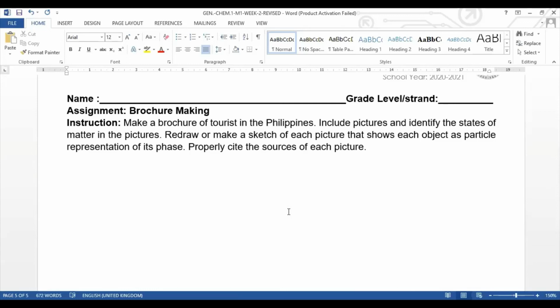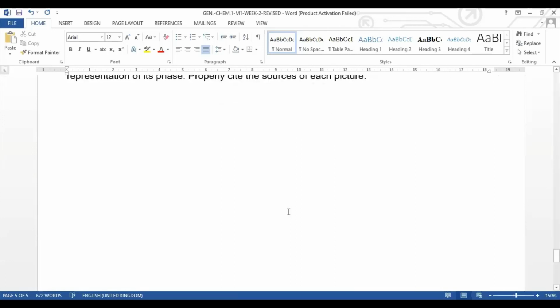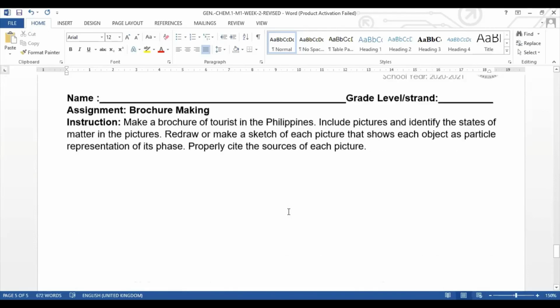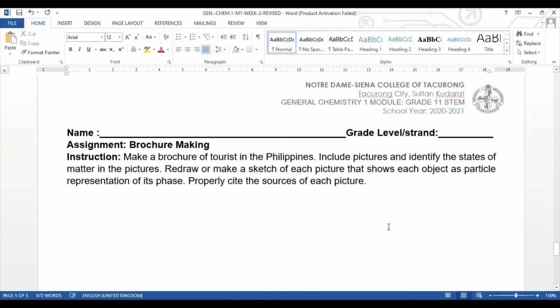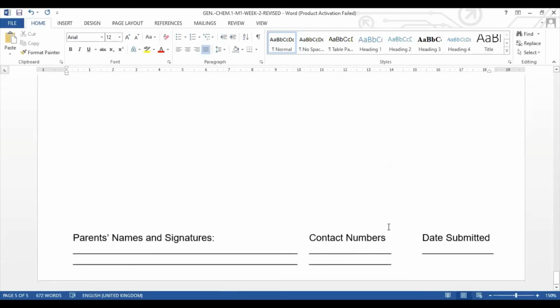Someone already asked if we need another bond paper to make the brochure. So please write, draw, or put the pictures on the space provided in your module. Just make a frame and that's it. So lastly, tell your parents and guardians to write their name, and beside their name the signature, and then the contact numbers and date submitted.